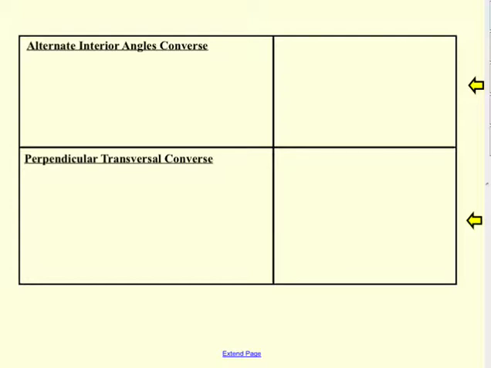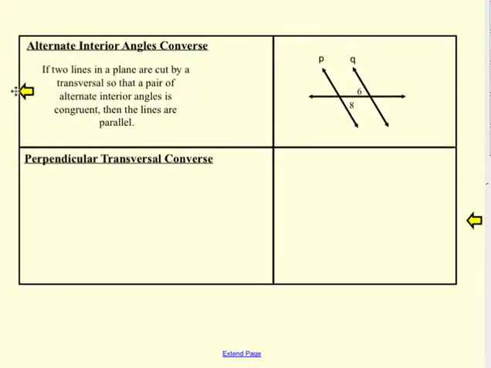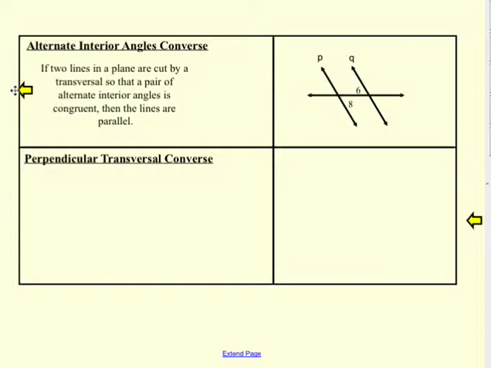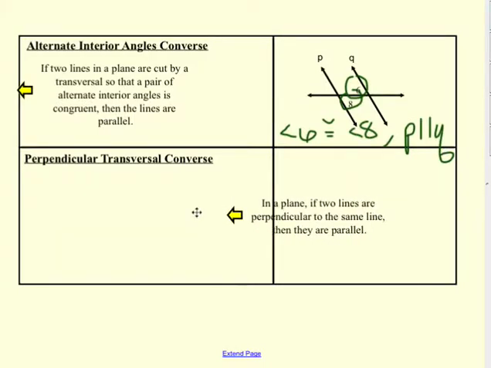So let's take a look at the alternate interior angles converse. So if two lines are cut by a transversal so that a pair of alternate interior angles is congruent, then the lines are parallel. So what we're saying here are a pair of alternate interior angles. They're both on the inside and they're on opposite sides of that transversal. So what we're saying is if we know that angle 6 is congruent to angle 8, then we can say that P is parallel to Q. Again, if the alternate interior angles are congruent, then the two lines are parallel.